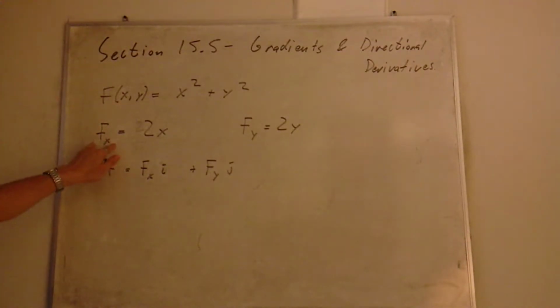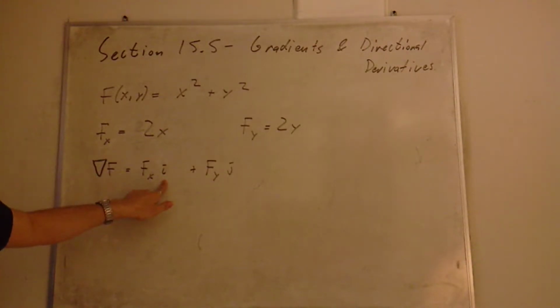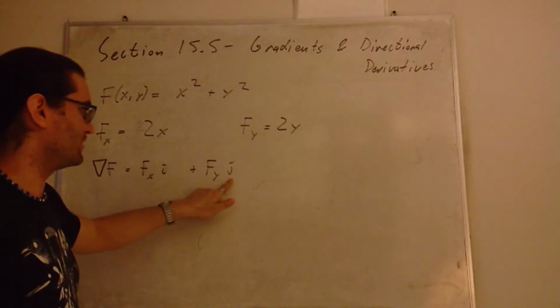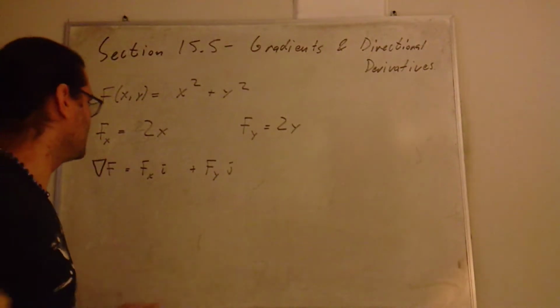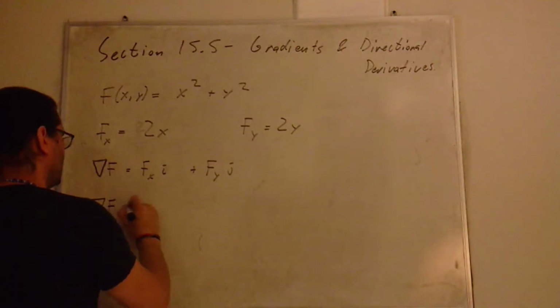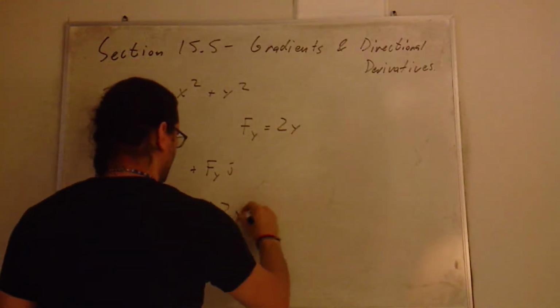So you take the partial derivative with respect to x and you attach that to the unit vector i, and you take the partial derivative with respect to y and you attach that to the unit vector j, and now you have a gradient. And for us, the gradient is 2xi plus 2yj.